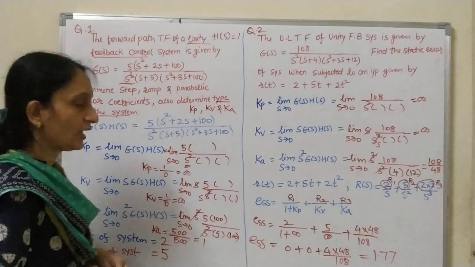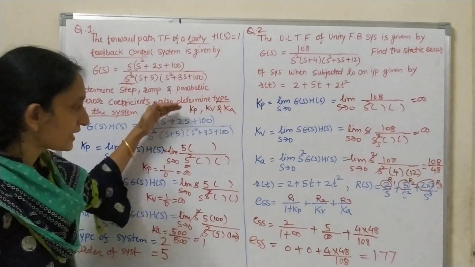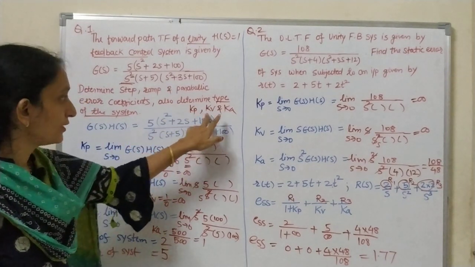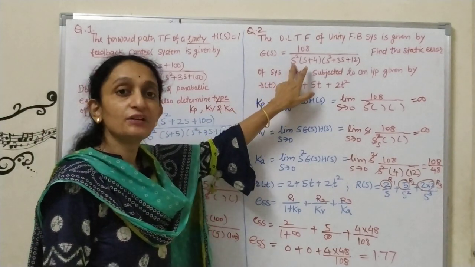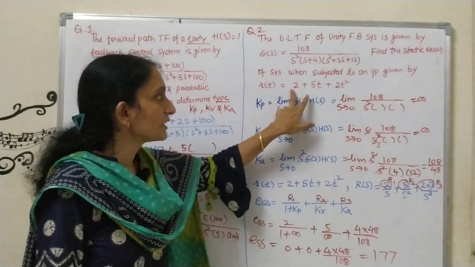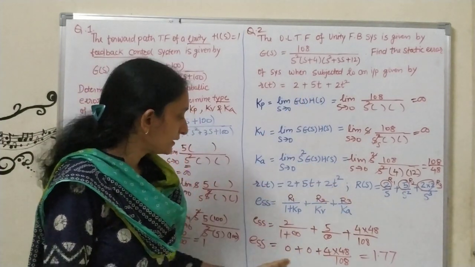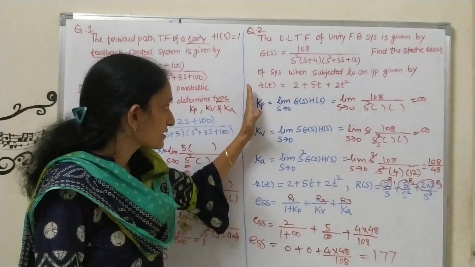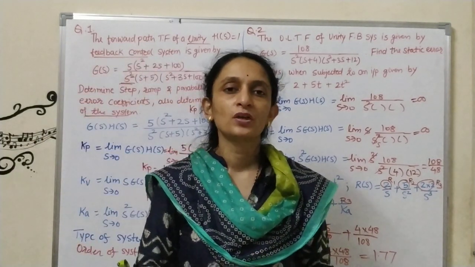So see students, I hope you are getting this. The first one is with the standard test input. For that we have calculated Kp, Kv, Ka. Okay, here we have calculated with a different input where r of t is given like this. For that I have used a simple method and I have calculated the static error constants along with the steady state error ESS. Okay, thank you students.